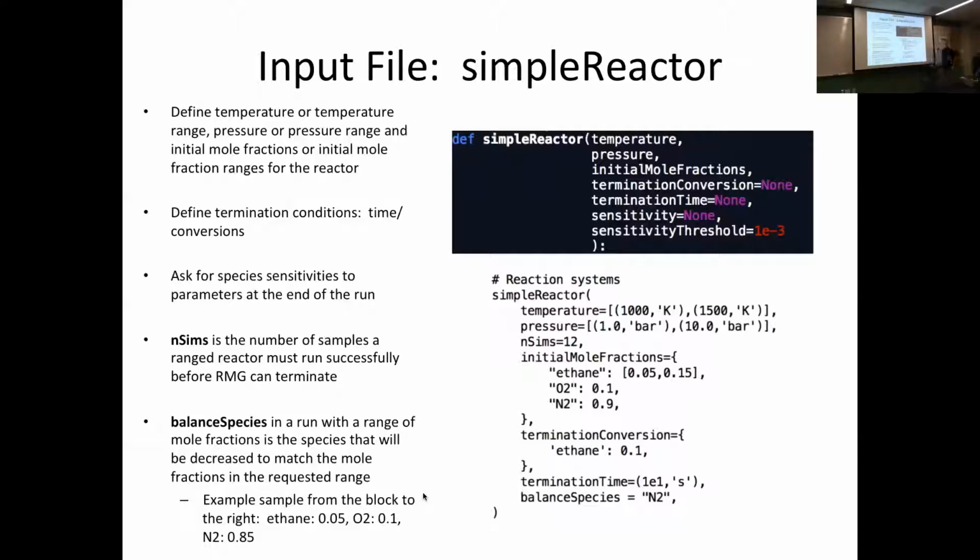We also have these ranged reactors, which are a little bit more complicated, but you can define ranges of temperatures, ranges of pressures, and you can also define ranges of initial mole fractions. If you're defining ranges of initial mole fractions, you usually want to define a balanced species, which is a species that's adjusted to maintain these ranges. So in this case, we defined a balanced species of N2. N2 is at this concentration, but as we sample, it will adjust so that the ethane mole fraction is whatever is in this range, and O2 is always at 0.1. N-sims is the number of samples it takes within that space of temperatures, pressures, and mole fraction ranges.